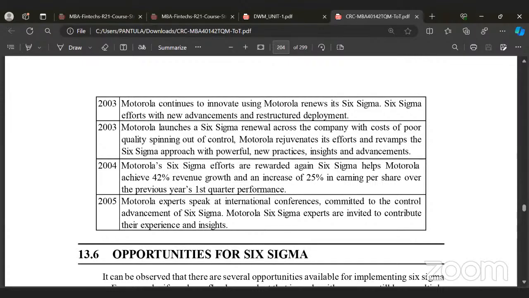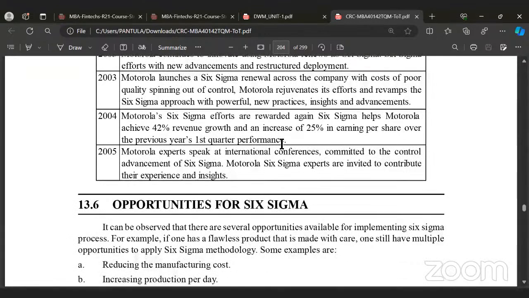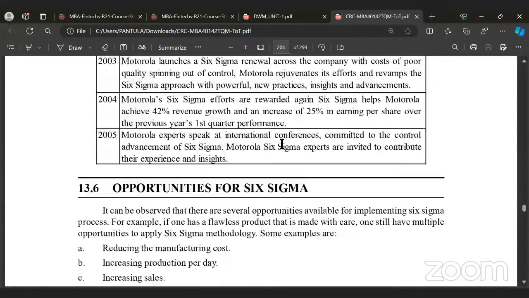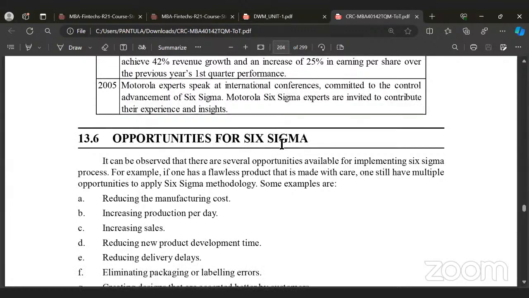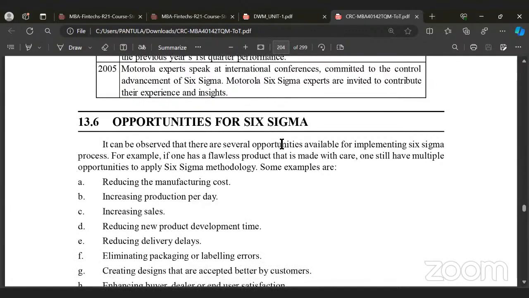In 2004, Six Sigma efforts were rewarded again. Six Sigma helped Motorola achieve 42% revenue growth and a 25% increase in earnings per share. In 2005, Motorola experts speak at international conferences and committees to advance Six Sigma. Motorola Six Sigma experts are invited to contribute their experience. This is the story of Motorola. You can read it.